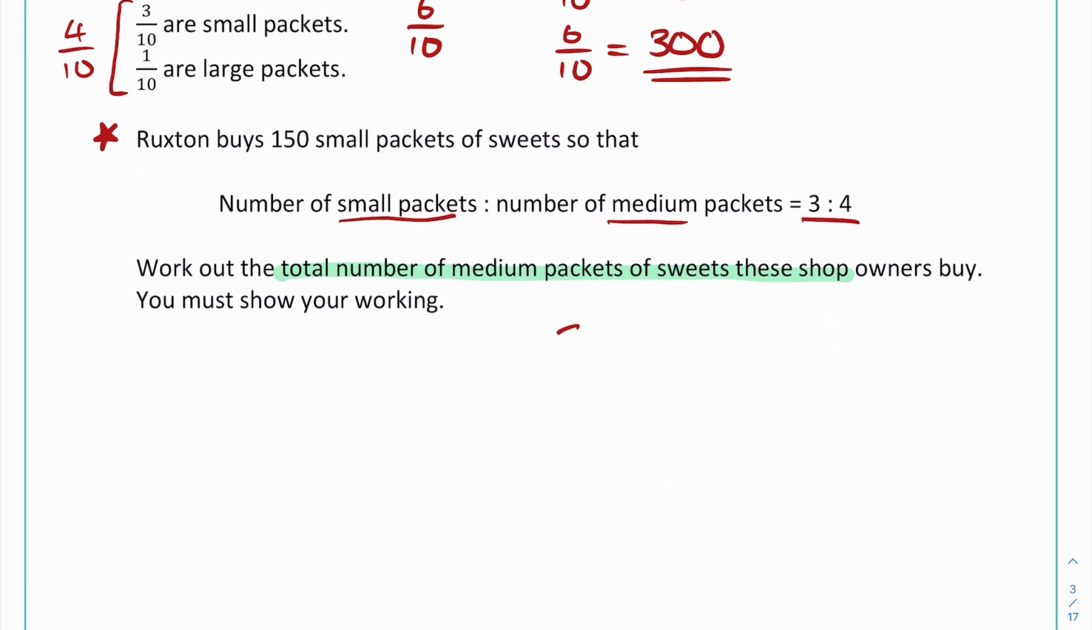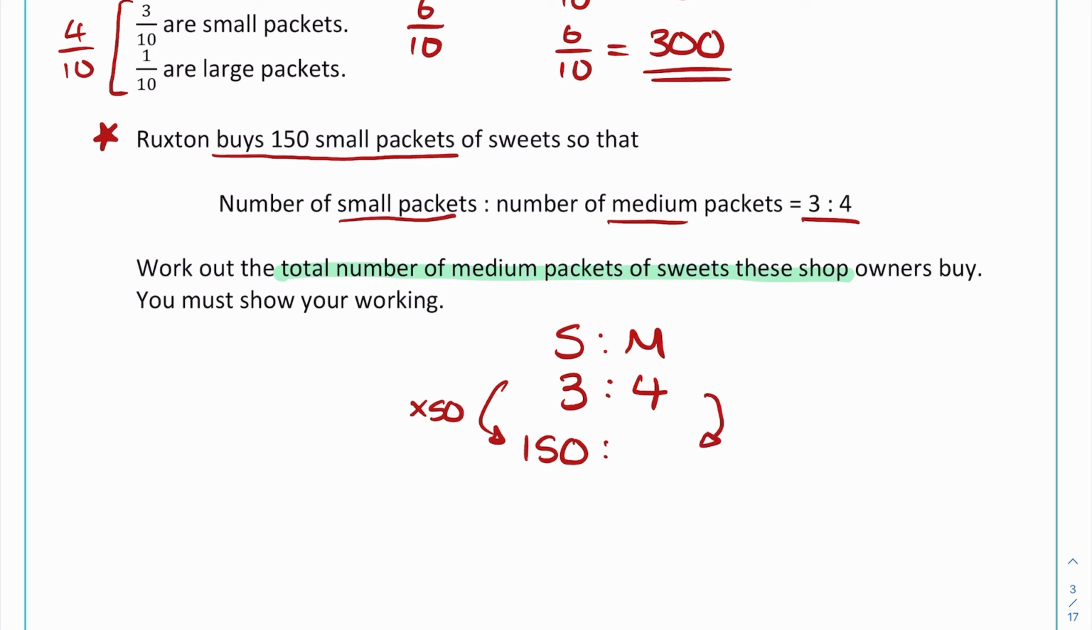Over to Ruxton, we have small to medium that's in the ratio 3 to 4. And it tells us that he buys 150 small packets. So this 3 is turning into 150. And how do we do that? Well, we'd multiply both sides of the ratio by 50. You can work that out by doing 150 divided by 3. So we need to do the same to the 4, times that by 50 as well. And that gives us 200 medium packets of sweets.